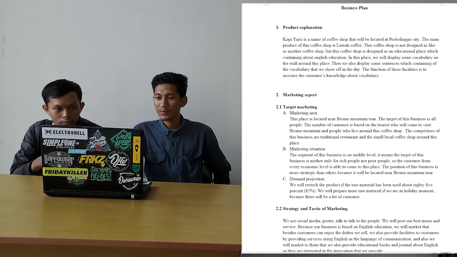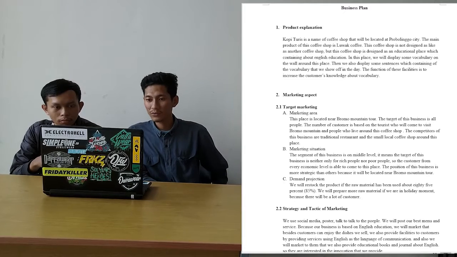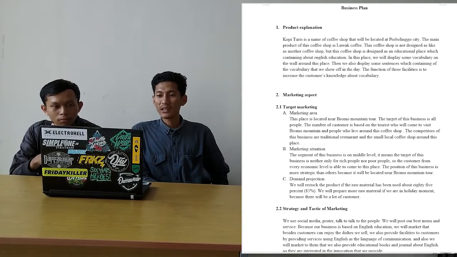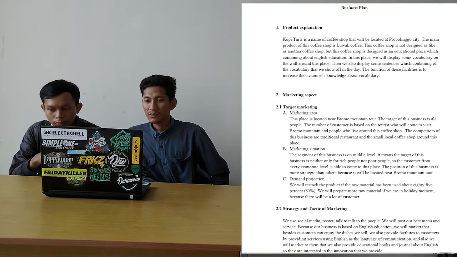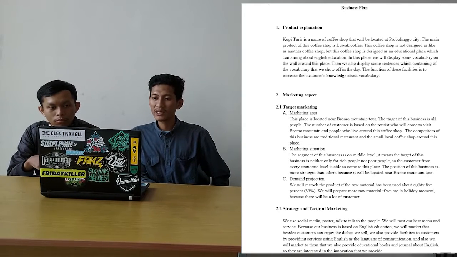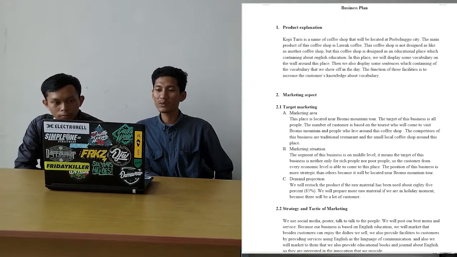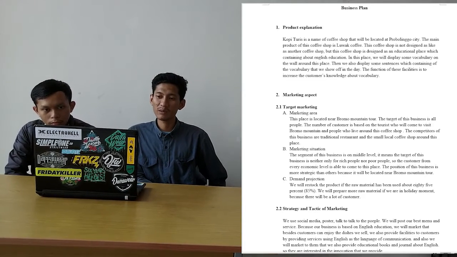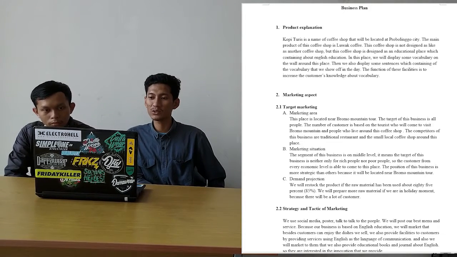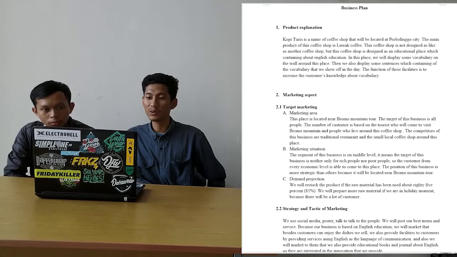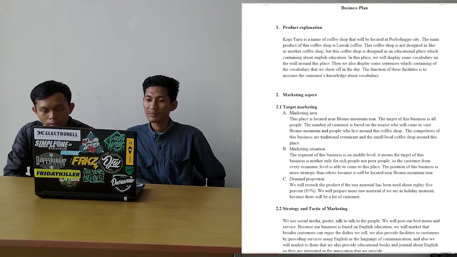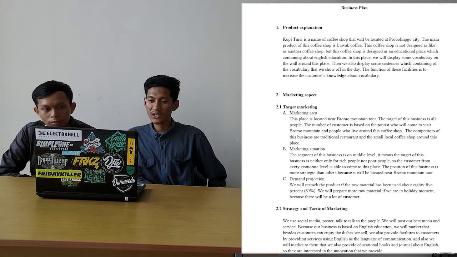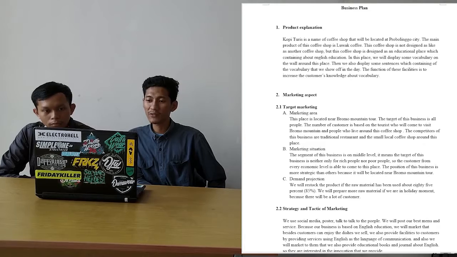And then for the marketing aspect, the first one is target marketing. Point A, marketing area. This place is located near Bromo Mountain Tour. The target of this business is all people. The number of customers is based on the tourists who will come to visit Bromo Mountain and people who live around this coffee shop.